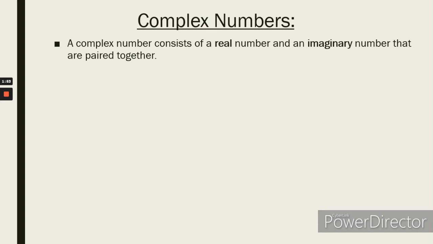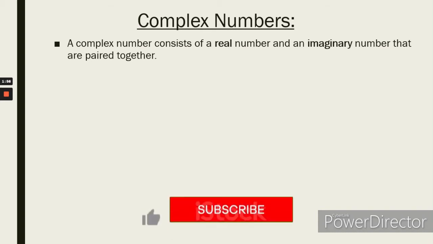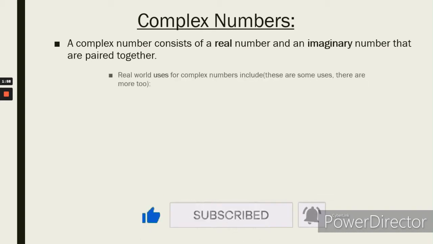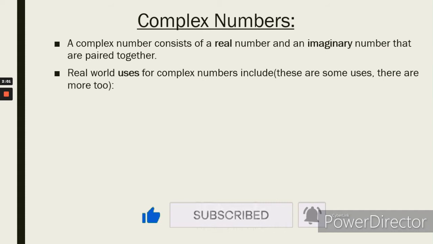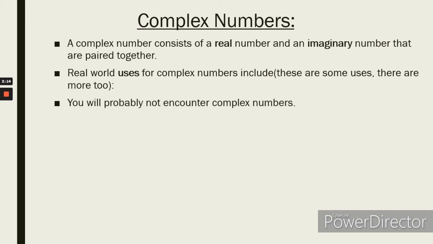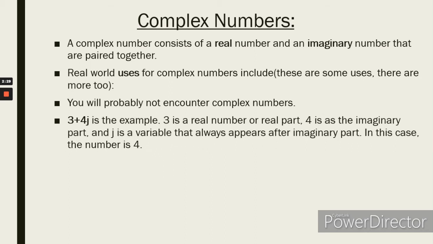A complex number consists of a real number and an imaginary number that are paired together. Real world uses for complex numbers include electrical engineering, computer graphics, dynamics, all that kind of stuff. These are just some uses; there are also more. Just remember that you will probably not encounter complex numbers, because in programming they are not that important, but sometimes there is a small chance of encountering them.